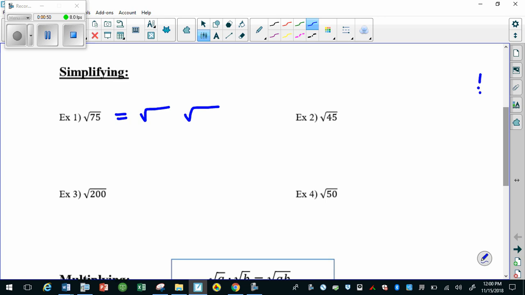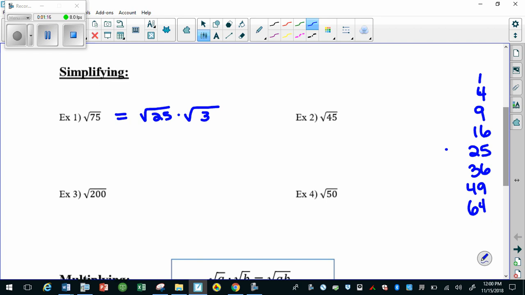So 1, 4, 9, 16, 25. Hopefully you know where I'm getting these from. 1 times 1, 2 times 2, 3 times 3, and so on. So I'll just do a few more. So we're looking for the biggest one that goes into 75. So the biggest one we really have is 25. And 25 times 3 still gives you 75.